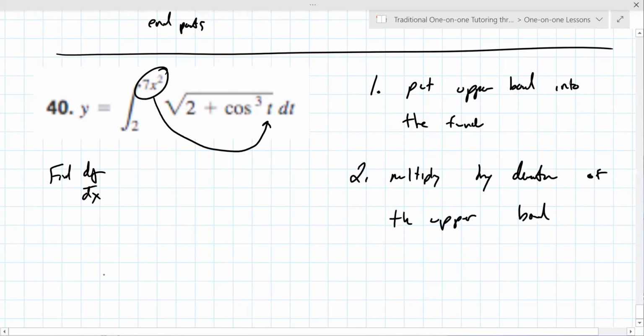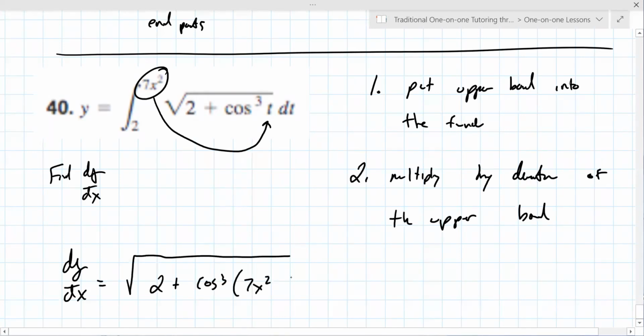The second thing you do is multiply by the derivative of the upper bound. So the answer, dy/dx, and this is the notation your instructor wants to use, is the square root of 2 plus cosine cubed of 7x squared. Then you multiply out here, it's like the chain rule, the derivative of the upper bound. And that's it.